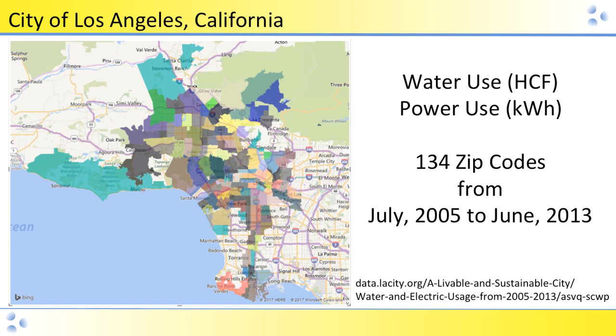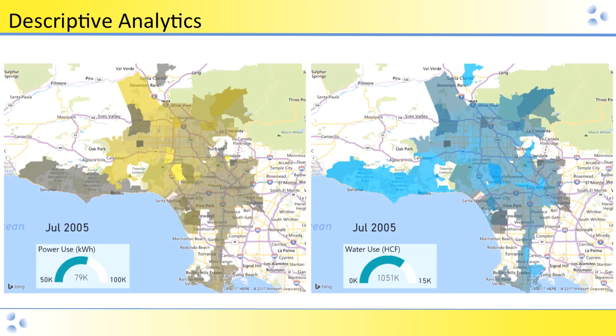So the first step is to do descriptive analytics. What did happen? Answer the question, what has happened in the past. So what I've done is made an animation of both the water and the power usage for these 134 zip codes during this time block.